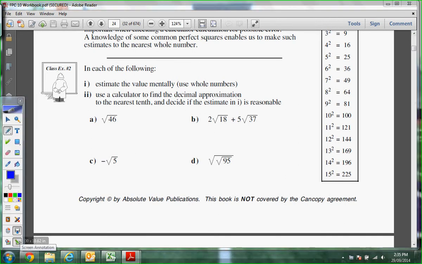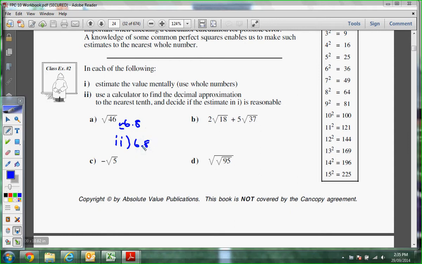Example number 2, in each of the following, estimate the value mentally, and then use a calculator to find the decimal approximation. So square root of 46. Where would that lie? It should be between 6 and 7. I'd approximate just under 7, so probably like 6.8. And then the decimal, oh, it is 6.8. That worked out.